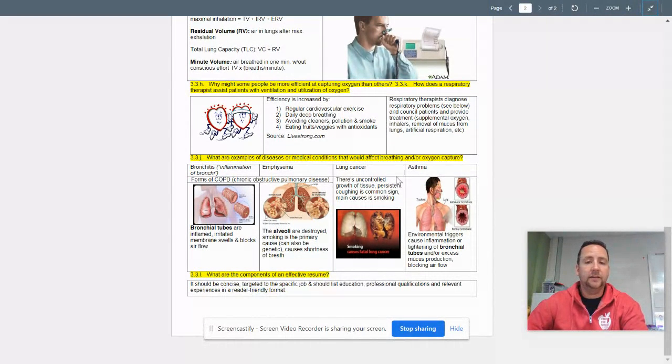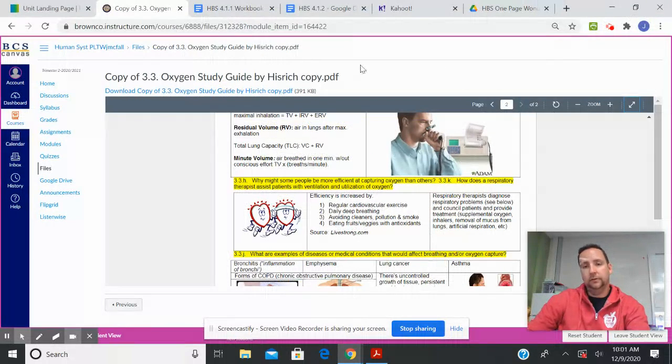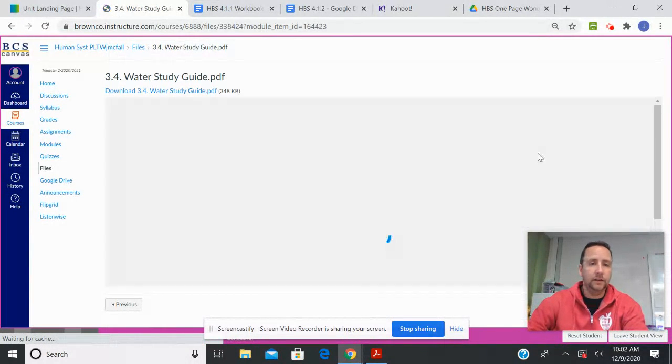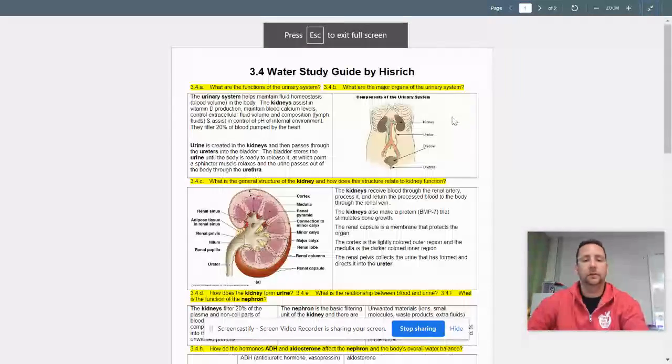We also talked about asthma quite a bit and the measurements that were done in the Melissa Martin case. So make sure you're maybe familiar also with some of these complications related to the lung conditions or respiratory system. And then the water study guide is in here. And so the water study guide, you can look at that.